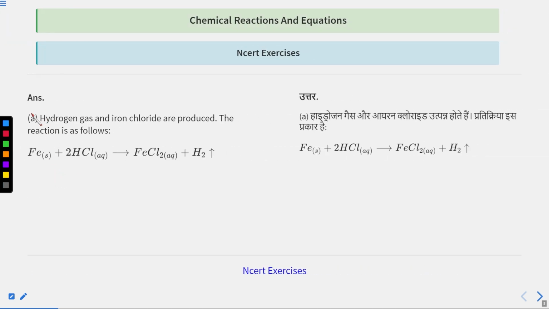You can see hydrogen gas and iron chloride are produced. The reaction is as follows. Fe solid plus 2HCl aqueous gives FeCl2 aqueous plus H2. This upward arrow represents that this is a gas.